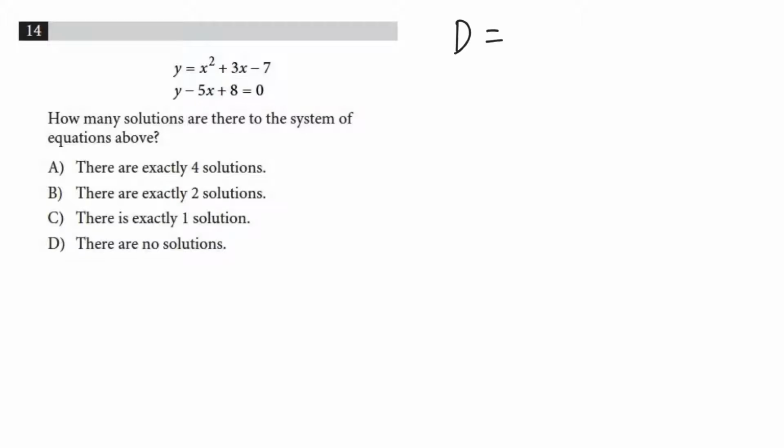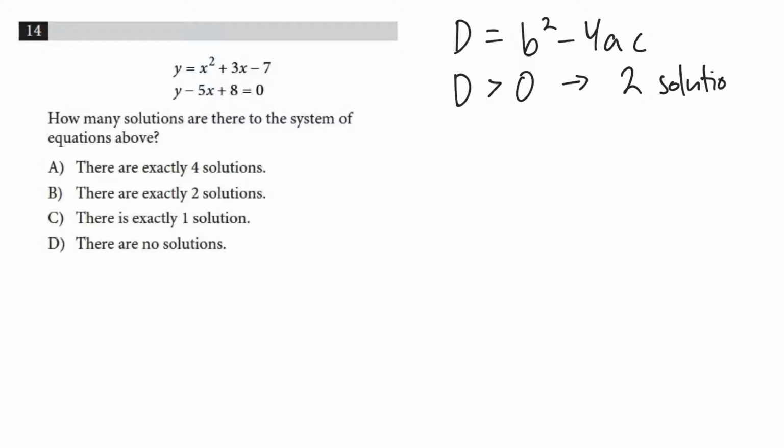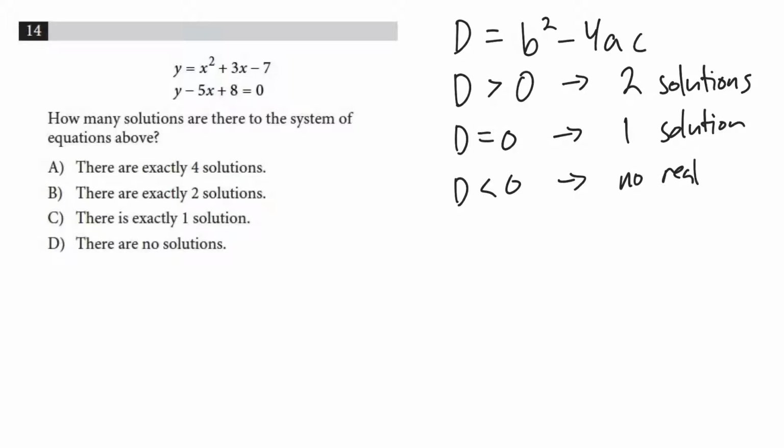The discriminant is that piece underneath the radical, b squared minus 4ac. And we know that if that is greater than 0, then there are 2 solutions. If that is equal to 0, there is 1 solution. And if that is less than 0, there are no real solutions.